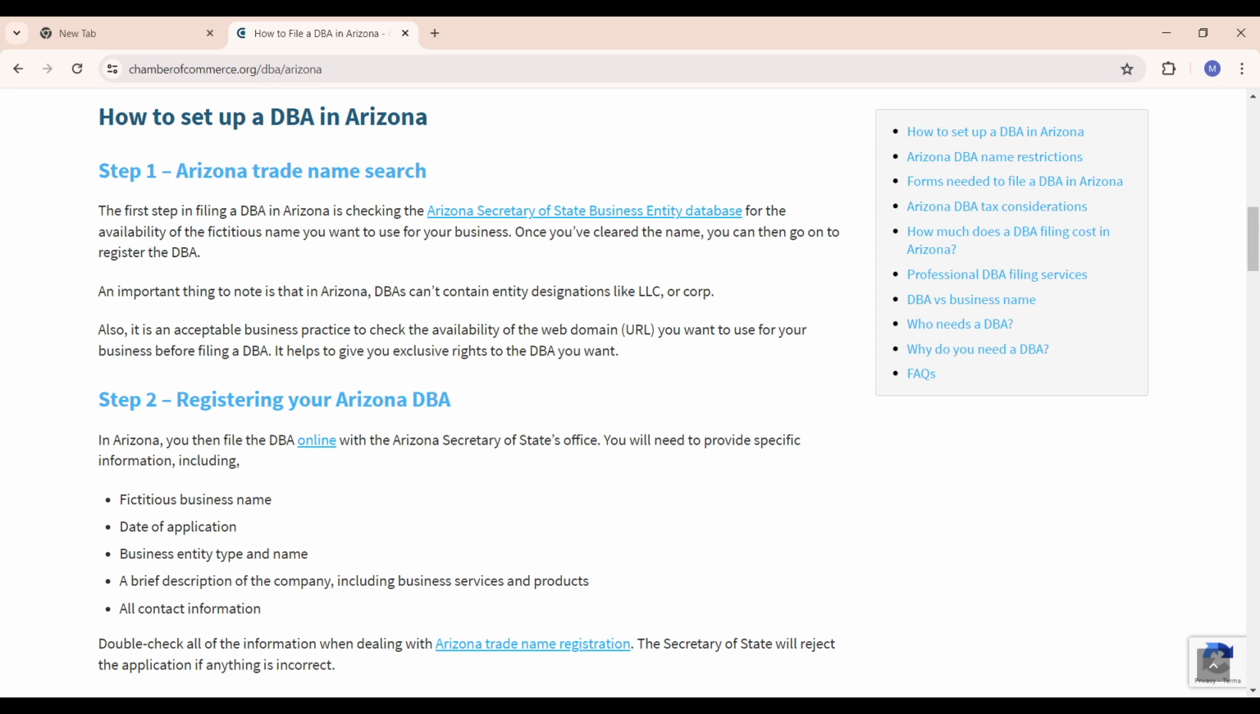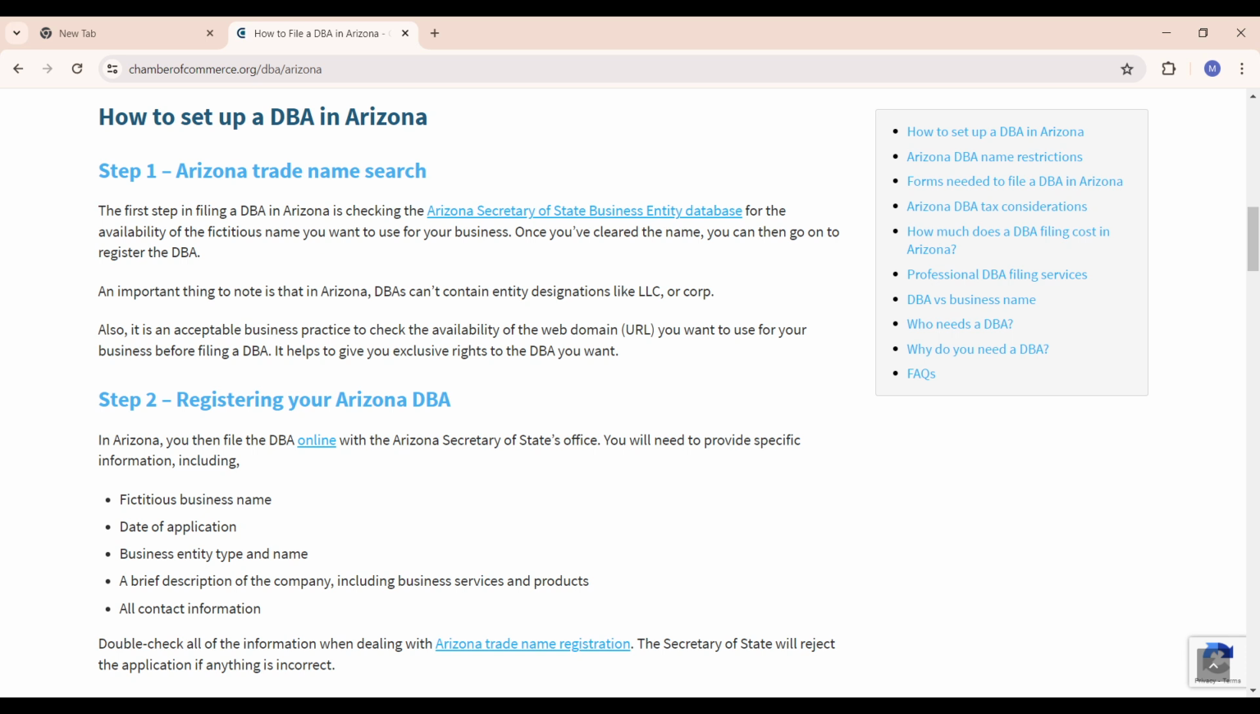It is also an acceptable business practice to check the availability of the web domain, that's the URL, you want to use for that particular business name before you actually file for a DBA. It has to give you an exclusive right to the DBA you want. It has to be something very unique, something special, something that tells your brand story.